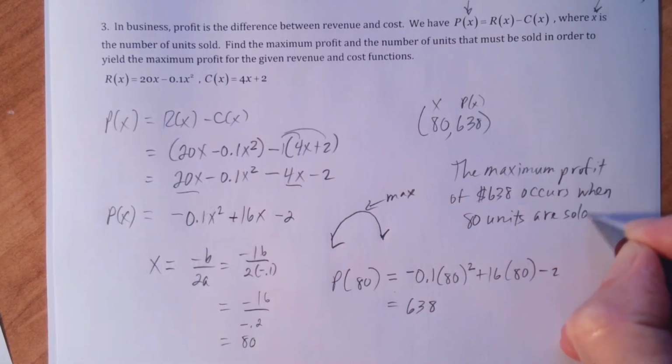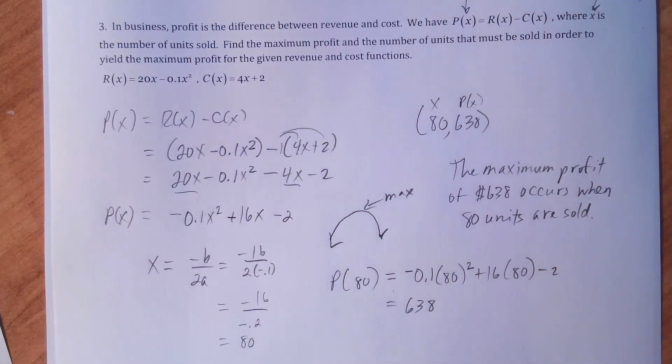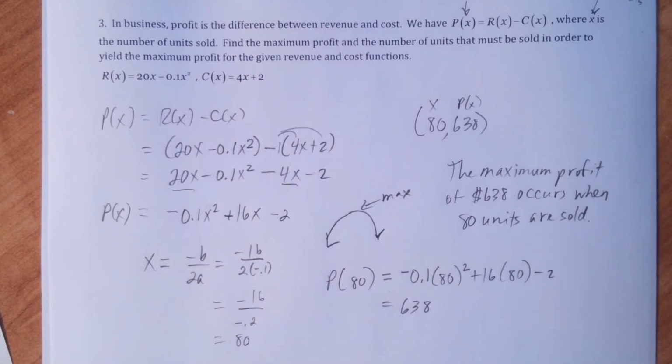And I don't know who made up this problem, but you're not going to stay in business very long if you're creating 80 of something and your profit is just 638. You better have a lot of other things going on. Hopefully, if that's the maximum profit for the company, you have some problems.